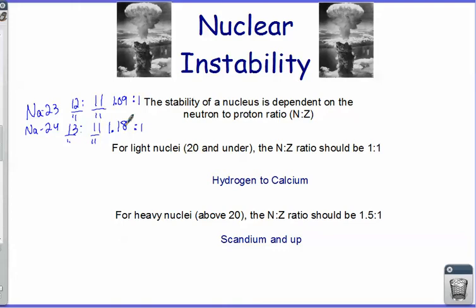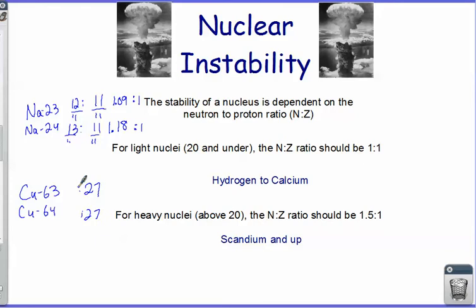For heavy nuclei, 20 and above, the ratio of neutrons to protons should be 1.5 to 1. So they're bigger, they have a larger surface area, so it requires more neutrons in order to stabilize the atom. So let's take a look at copper. We have copper 63 and copper 64. So if we were comparing these two, copper has an atomic number of 27, so it has 27 protons in both.